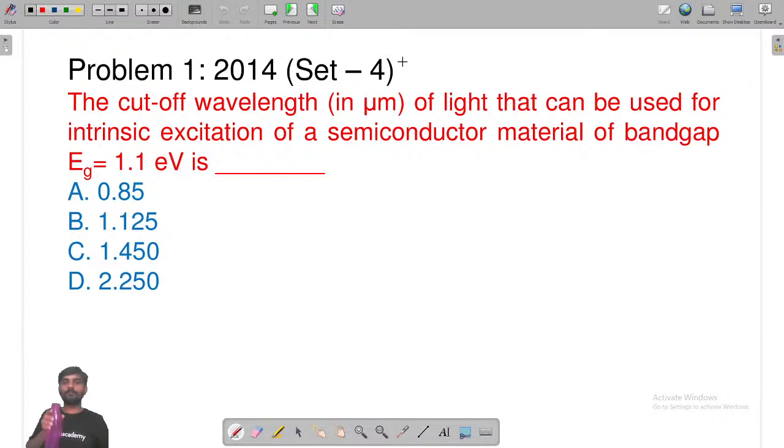What will be the answer? It is simply asking for the wavelength. The energy gap he has already given. Think. Can somebody try, sir?